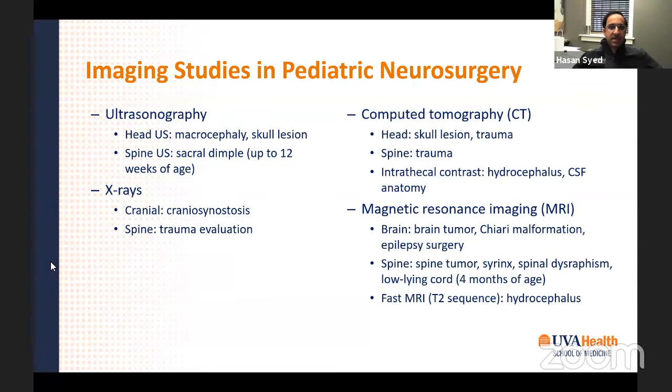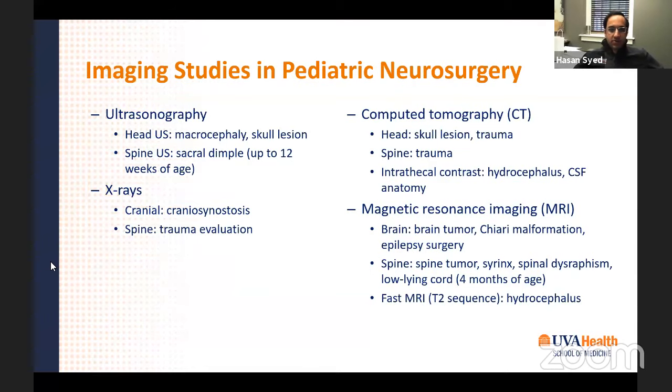CT scans for trauma. I tend to use CT scans if there are patients with hydrocephalus, complex cysts, and if there is an Ommaya reservoir or a catheter. I use intrathecal contrast to figure out if there are communications of the CSF pathways.